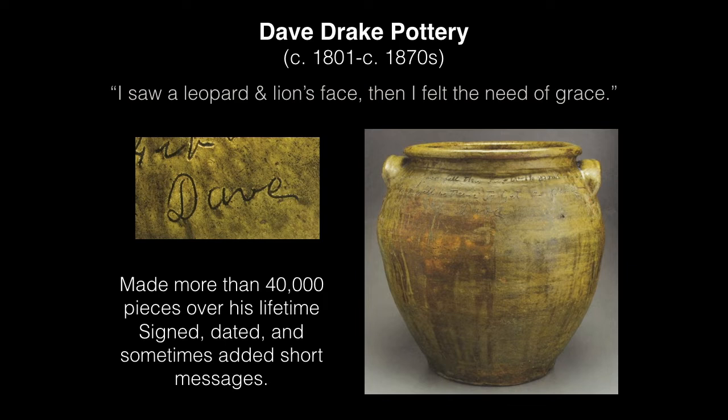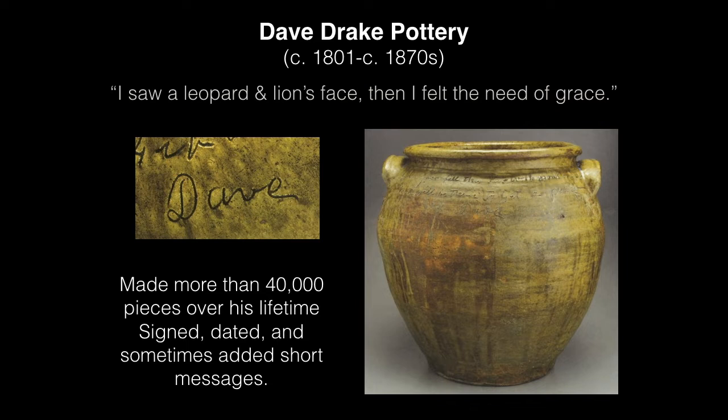Another very interesting artist that has come into our understanding was Dave Drake, who lived probably between 1801 and the 1870s, who became a potter. And he also was one of the very few slaves at this time who had the ability to read and write. He was born into slavery about 1800. He was taught to read and write so he could work as a typesetter in a local paper.